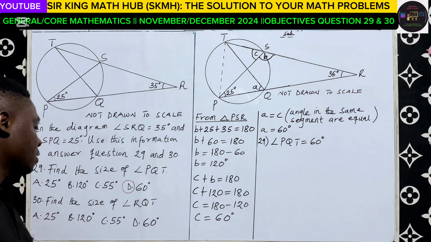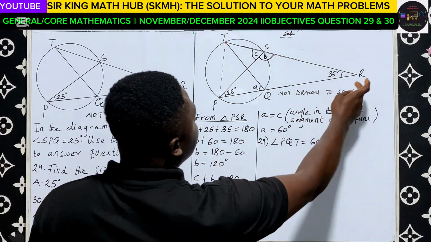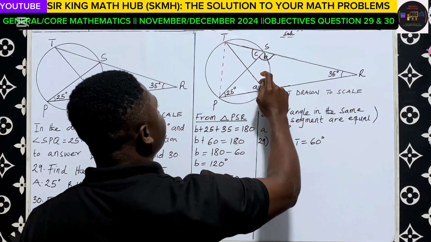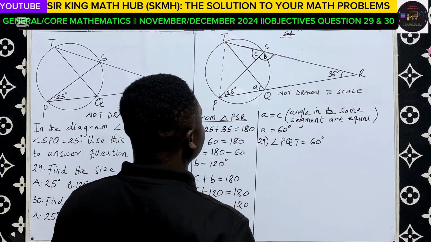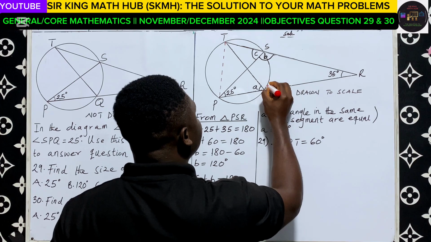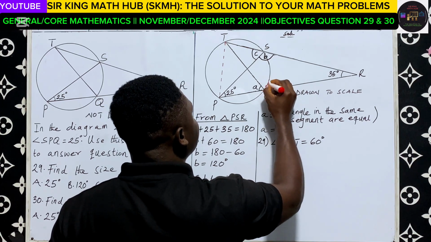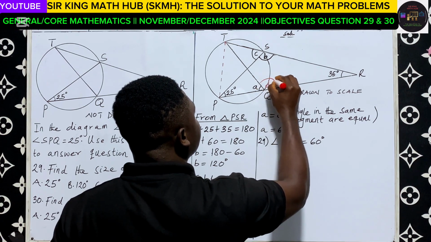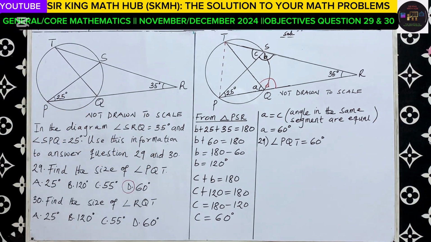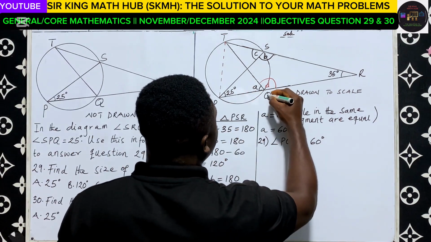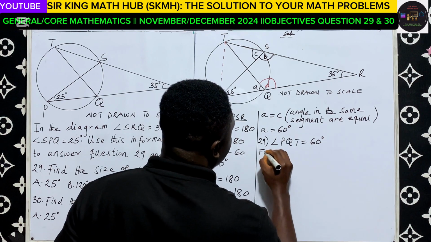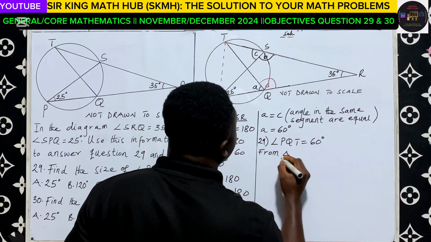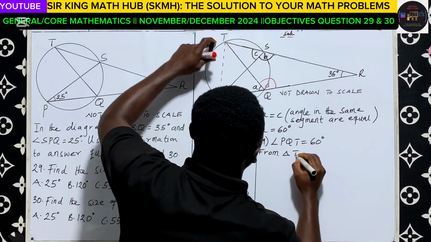Now for question 30, we have to find the size of angle RQT. Let's identify angle RQT. We are looking at this angle. I'm naming angle RQT as D. Again, from this bigger triangle, this one, triangle TQR.